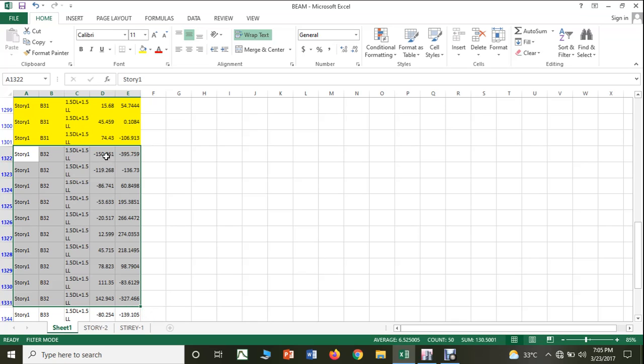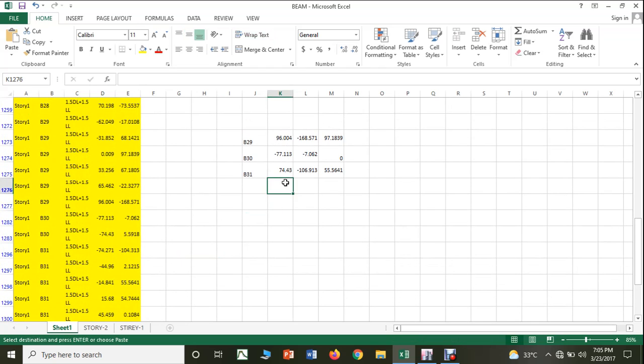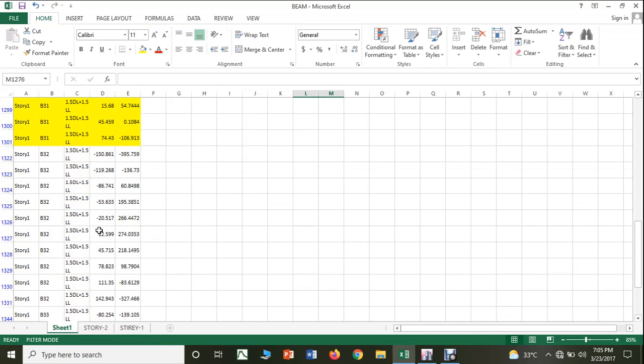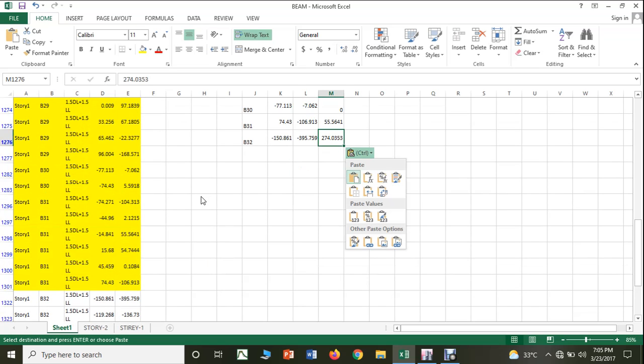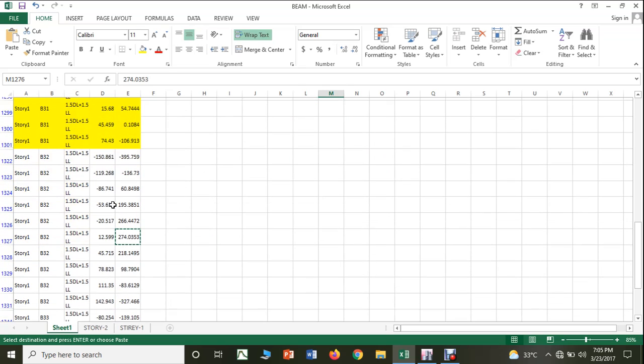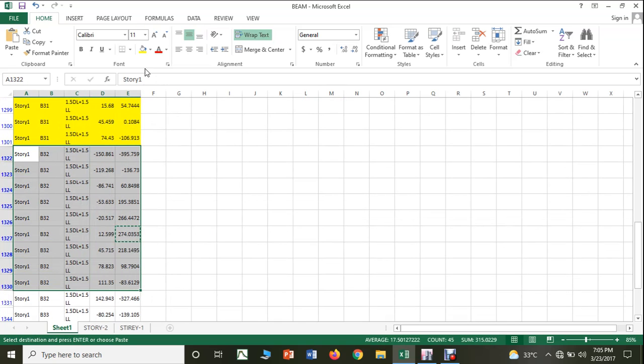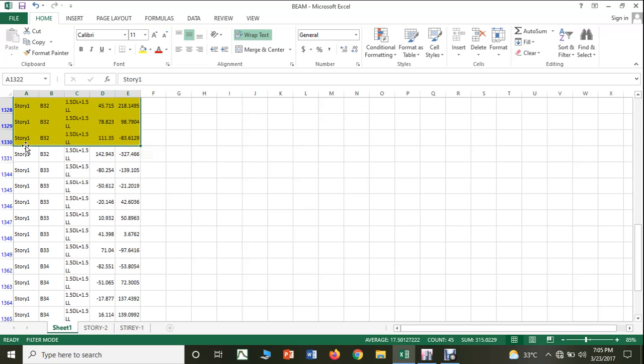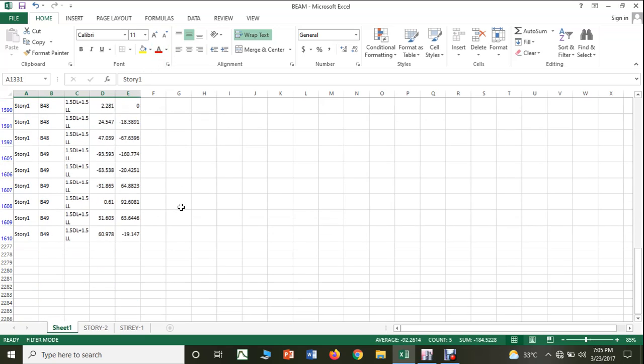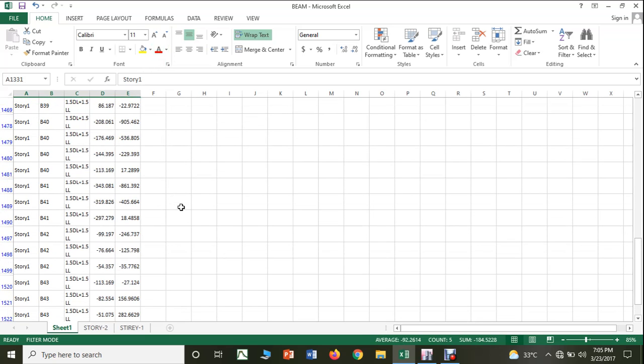So the highest value is this one, beam 32, and the highest positive value will be 274, beam 32. So the next that you can have is beam 33.